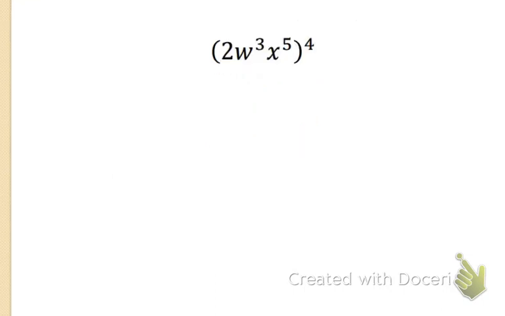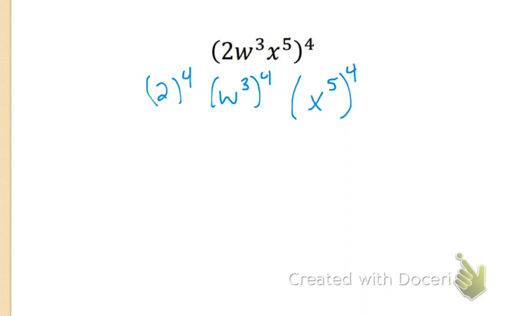Okay, not bad. Let's try a different example. Here we have three different things inside of this parentheses. Everything is raised to the power of 4. So I'm going to do exactly that. Every single thing is going to be raised to the power of 4. So I'm splitting everything up. I'm going to apply the property now, and it says to multiply. So 2 right now has an exponent of 1, so that is 2 to the 1 times 4. W to the 3 times 4. X to the 5 times 4.